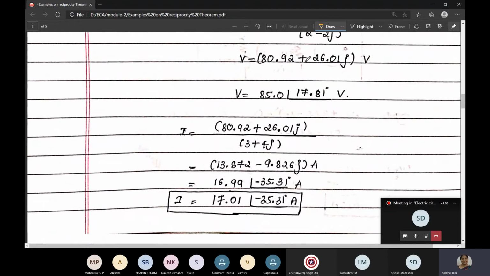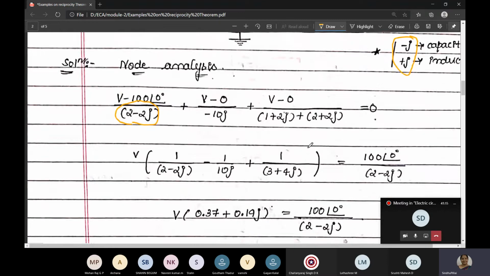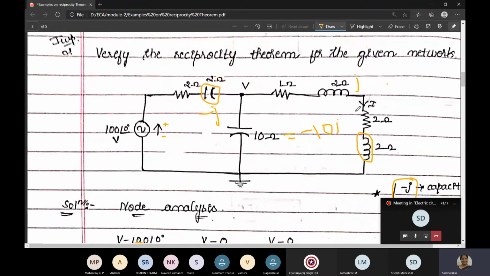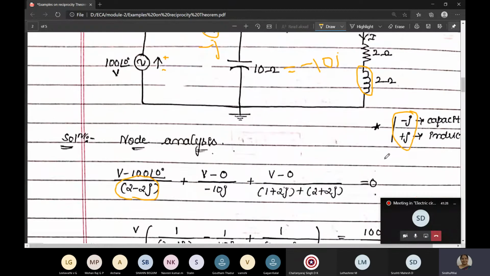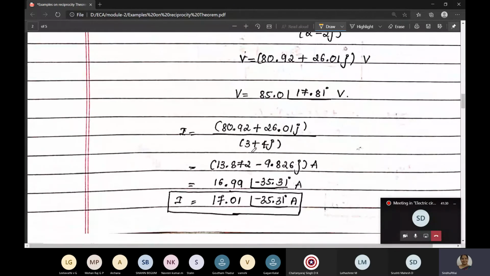V is 85.0, or the rectangular form is 18.92 plus 26.01J, divided by R. R is how much? 3 plus 4J. From where we got this 3 plus 4J, this complete branch. That is 2 plus 1 is 3, 2J plus 2J is 4J. So we'll get 3 plus 4J. That is the current I. So this current I is the response.